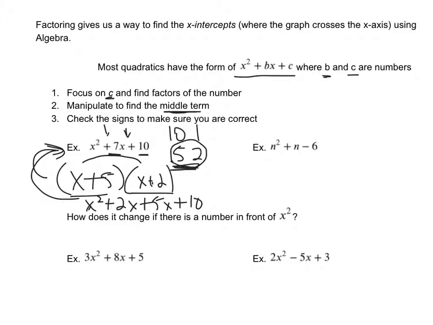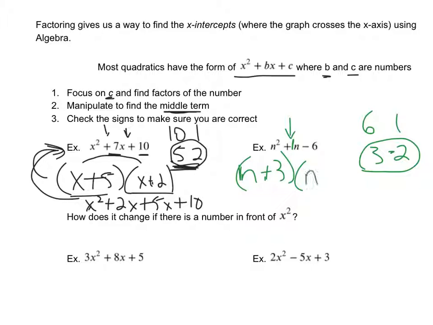The one on the right here is a little tougher. I need to look at 6. So I have 6 and 1, and 2 and 3. And now I need to figure out how to get a positive 1. I have to imagine there's a little positive 1 there. So 3 and 2 could get me 1 if I have positive 3 and negative 2. I'm sorry, back up. It should just be n plus 3 and n minus 2. So I get negative 2 there, so that's going to figure out my sign.